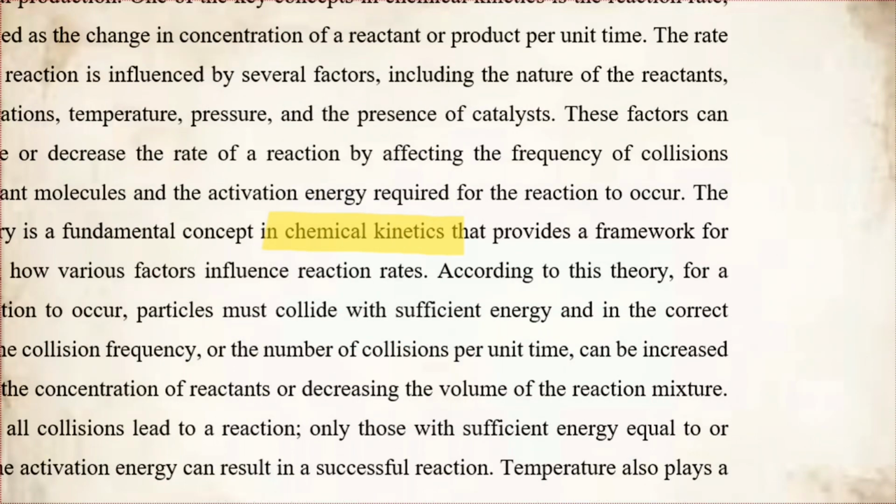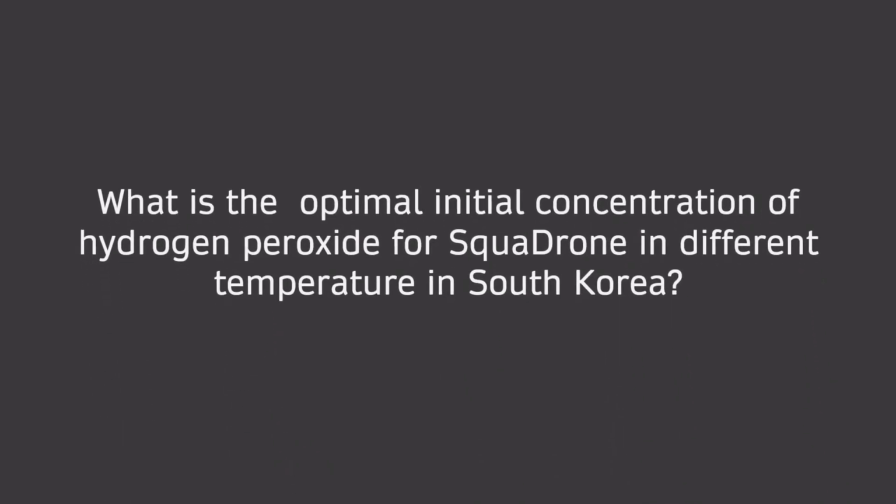Chemical kinetics is the study of the rate of reaction and factors that influence these rates. It provides insights into reaction mechanisms and dynamics. The reaction rate is directly proportional to the frequency of effective collisions between reactant particles. The problem at hand is to determine the optimal initial concentration of the hydrogen peroxide in a drone for efficient propulsion, considering the variation of temperature which will affect the kinetic energy under different seasons in South Korea.